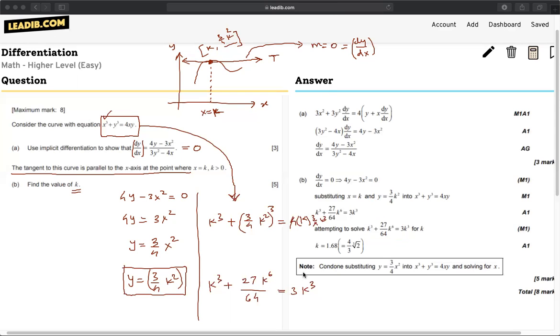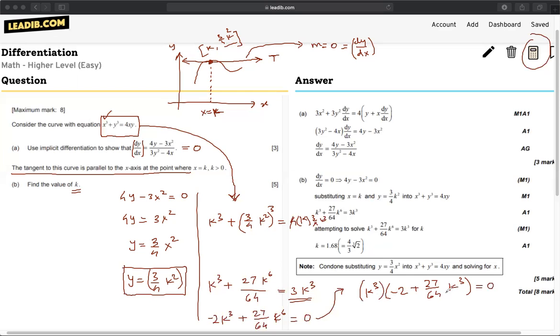Now from here, I want to find out the value of k. You could do this using a calculator because this question allows you to use a calculator. You can write down this equation and find the value of k, or you can simplify it a little bit. I can just take this 3k cube to the other side. So I'll get negative 2k cube plus 27 over 64 k to the power 6 is equal to 0. Now I can simplify this more. I can take k cube out. This is k cube times negative 2 plus 27 over 64 k cube is equal to 0.